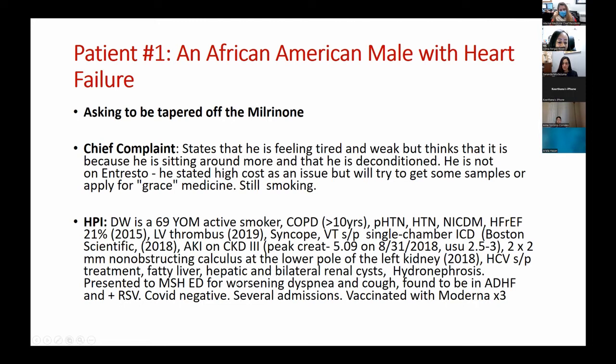He also had stage 3 CKD. At that time, his peak creatinine was 5. But after treatment, it came down to somewhere between 2.5 to 3. In further evaluating his kidneys, he had a non-obstructing calculus at the lower pole of the left kidney. Believe it or not, he had other issues. He had HCV, he had fatty liver, and he had renal cysts, as well as hepatic cysts and hydronephrosis.